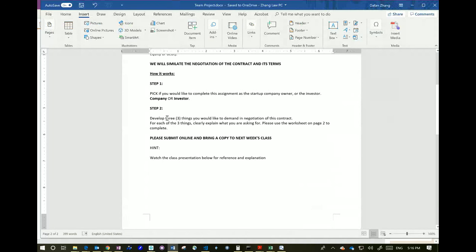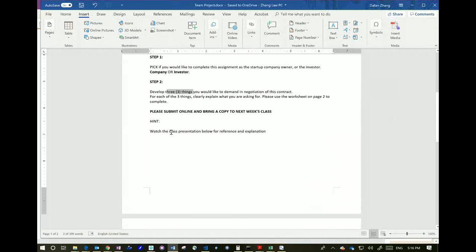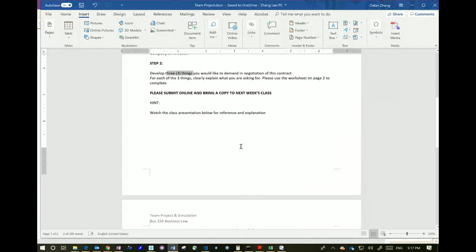Step 2, you're going to develop 3 things you would like to demand in negotiation of this contract. For each of the 3 things, clearly explain what you're asking for. Please use the worksheet on page 2. Of course, the hint is that you can watch this presentation again for reference and for the explanation of negotiation and this assignment.